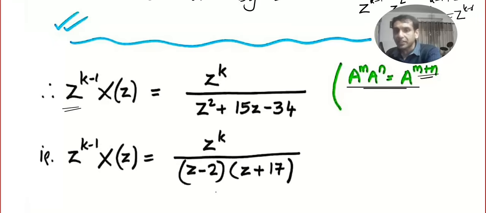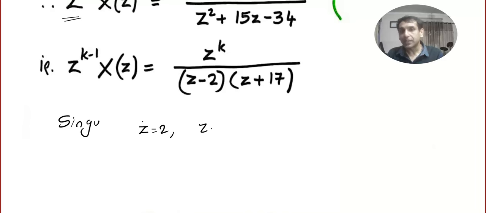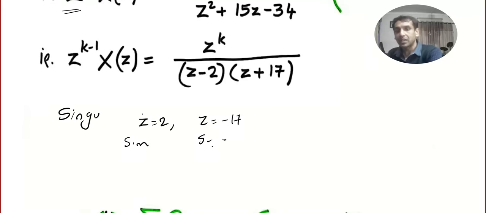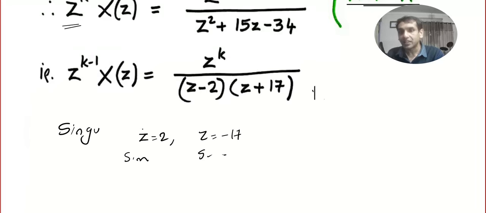Now I factorized. Now time to write the singularities. Come on, you did a lot of problems in complex. So what are the singularities? Z equal to 2, Z equal to minus 17. And I have to write simple pole, simple pole. Come on, now it's just residue calculation. So I'm going to do it over here.